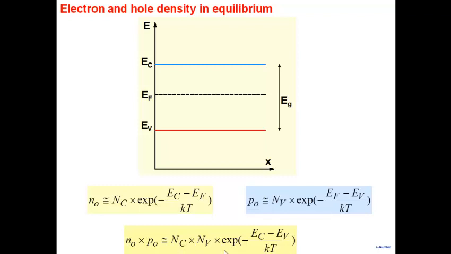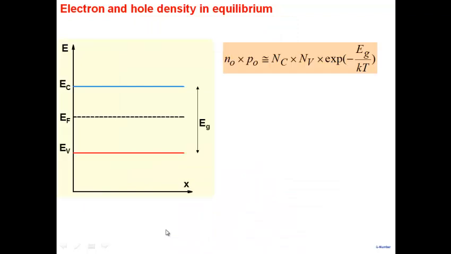Note that on the right hand side, everything is a constant. NC is a material constant. NV is a material constant. EC minus EV is the energy gap, EG, and T of course is the temperature. So what it's telling us is the famous relationship that the product of electron density and hole density in equilibrium is a constant. So if you know one, you know the other one as well.